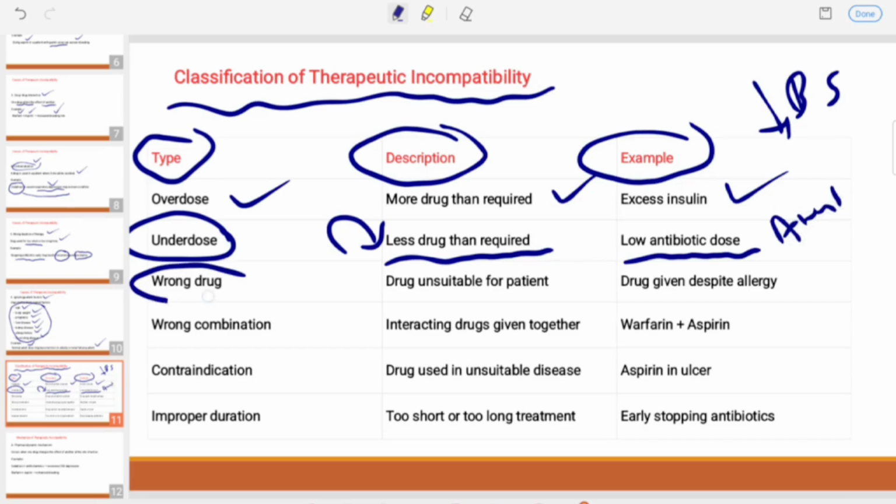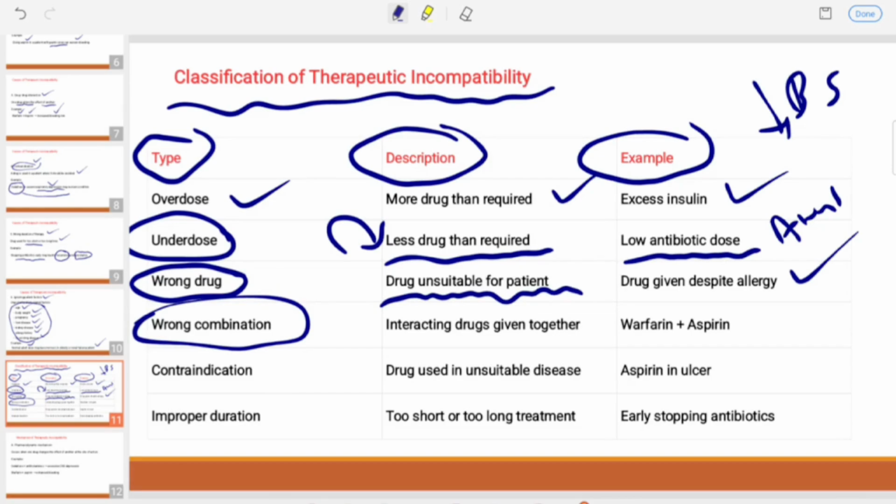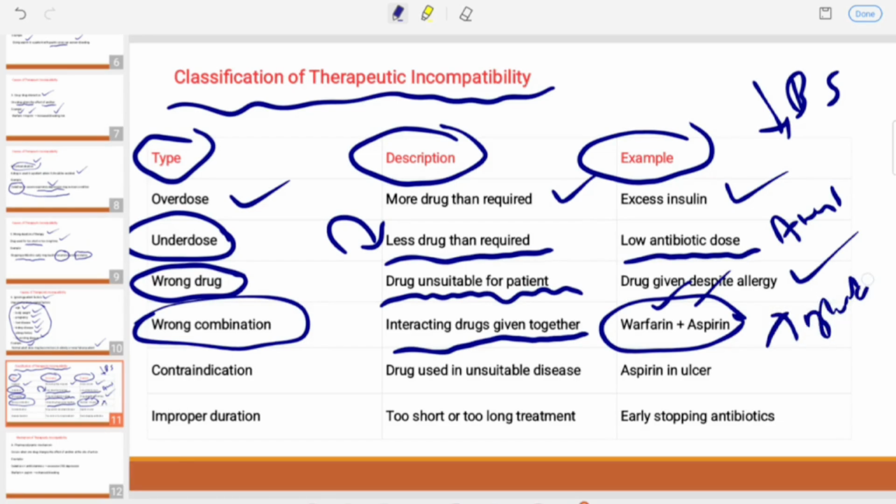Then wrong drug administration, that is a drug which is unsuitable for the patient. For example, drug given despite allergy, even though the patient is allergic to that medication, knowingly or unknowingly, if that drug is administered, then that will lead to complications. Then wrong combination of the drug. For example, warfarin and aspirin, interacting drugs given together. Both warfarin and aspirin produce the same condition, that is thinning of the blood, that will lead to increase in the bleeding in the patient.